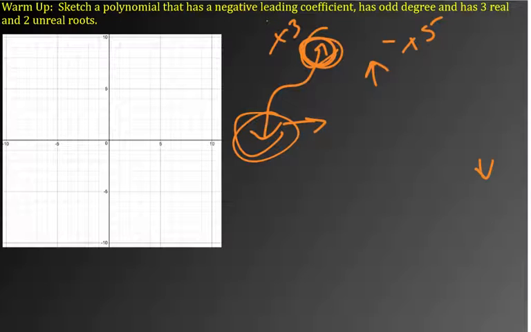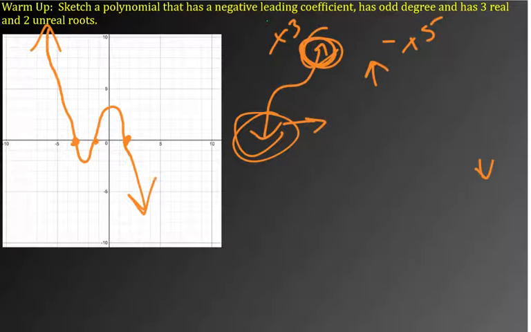So you have 3 real roots. Maybe we'll just do 1, 2, 3 real roots. We start up here because it's negative. We're going to come down, do that. If I just ended it, that doesn't necessarily show the 2 unreal roots, so we need to do something like that, just to make sure we show the unreal roots. So this part is the 2 unreal roots, and then 1, 2, 3 real roots. And the fact that it trends down over time is the link to the negative leading coefficient.